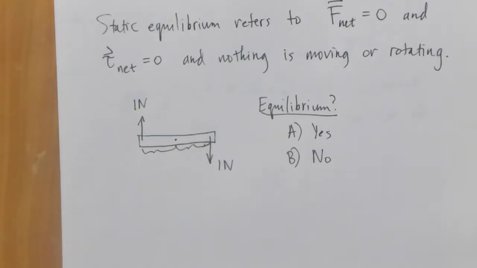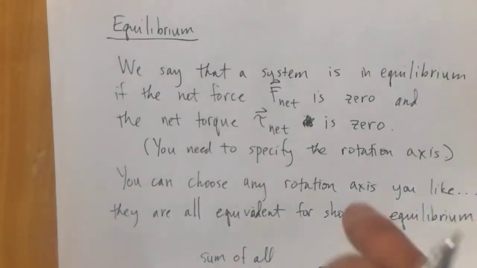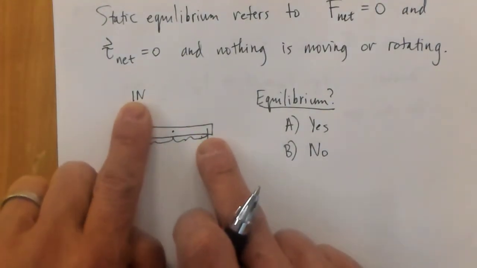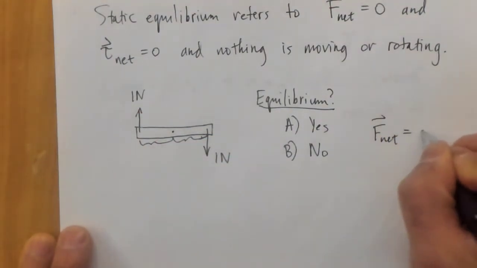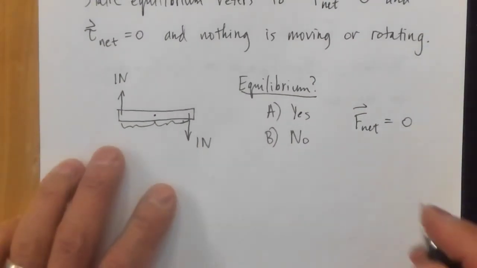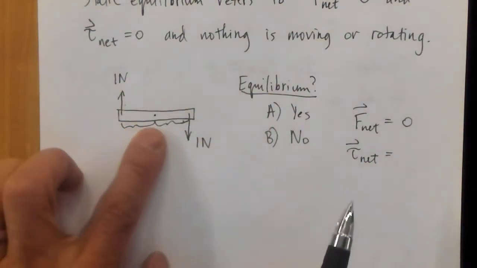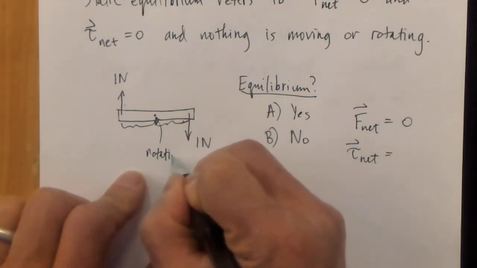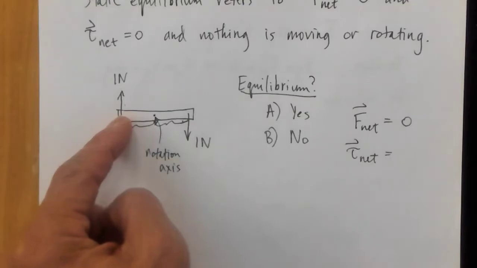Okay, so let's just apply the definitions of equilibrium. Equilibrium: net force is zero, net torque is zero. Net force: I've got 1 Newton up, 1 Newton down. So the net force looks to be zero. Okay, we're halfway there. Now, how about the net torque? So I have this force here. This is my rotation axis. Let's take this as the rotation axis. Is the torque going to be clockwise or counterclockwise from this one? Clockwise. Does everybody see that?